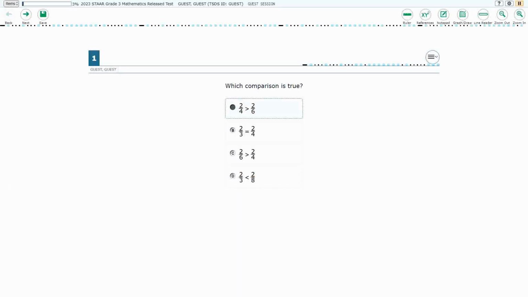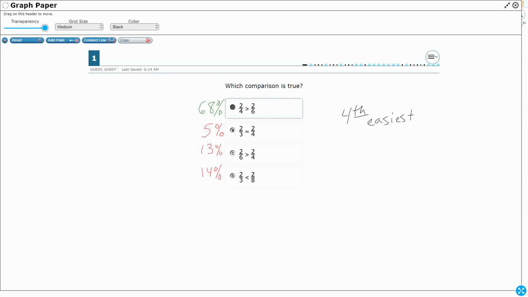Let's see how we did across the state of Texas. So this was the fourth easiest problem, and we see that most of our students avoided this obviously incorrect answer, so that's good. But we do see here two different options in which students are probably mistakenly seeing the larger denominator has to be the larger fraction, and that's one of those core ideas of fractions that we need them to understand. The larger the denominator, the smaller each piece is going to be.